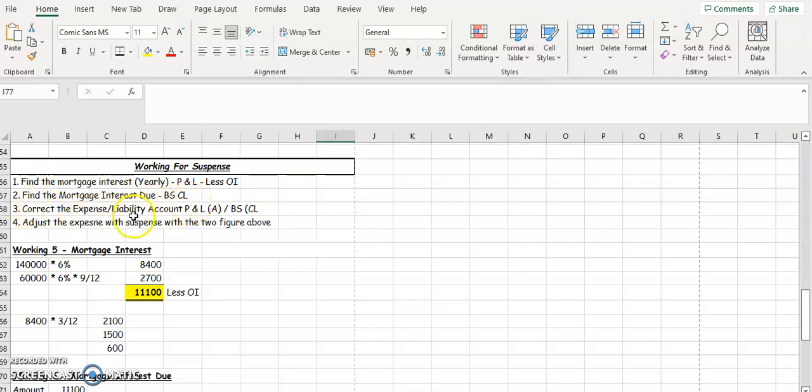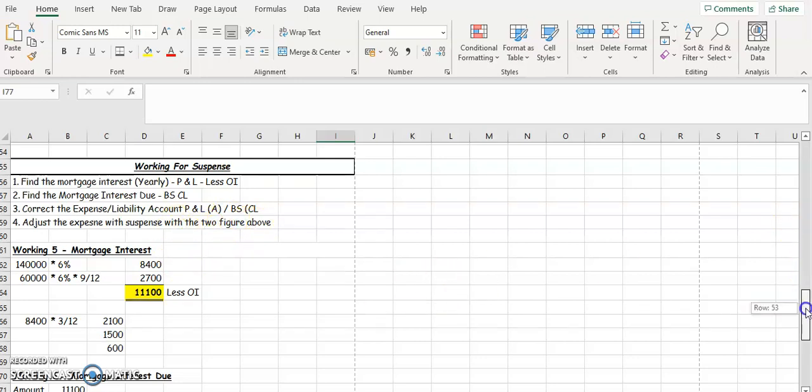Correct the expense or the liability account, whichever it is. If it's an expense, it goes into your profit and loss as administration, depending on the question. In this question, it's a liability, so it goes into your balance sheet as a current liability or creditors due within 1 year. And then adjust the expense with the suspense. So you're going to look at the question, see what the suspense is. That's going to be your expense, and you're going to adjust it with your 2 figures.